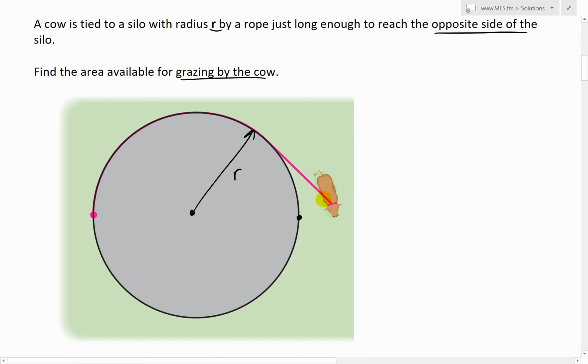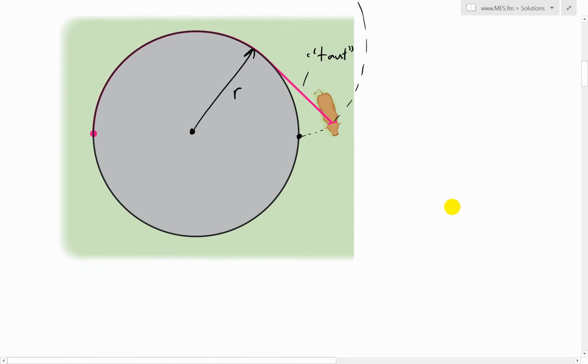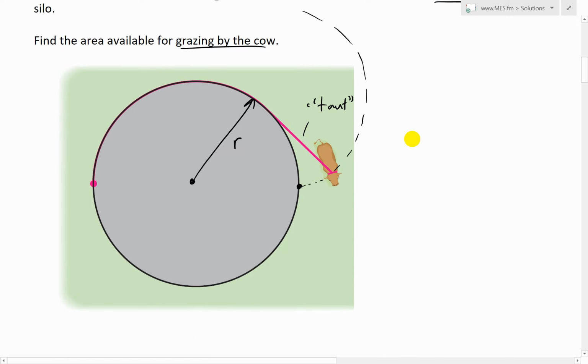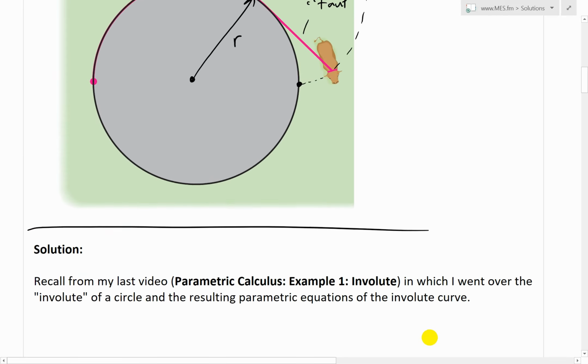As you can see, if it goes all the way around the silo to this point, and then tries to wrap around while the rope is held taut, or tight, which is the correct way of calling it, then you get a shape like that. It rolls all the way around. So let's go ahead and start solving this. Let's look at the solution.